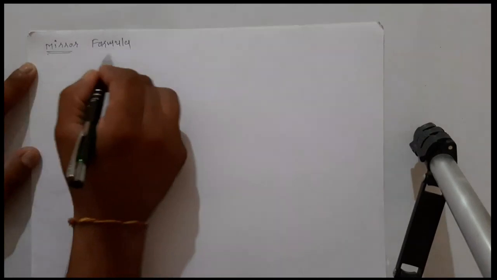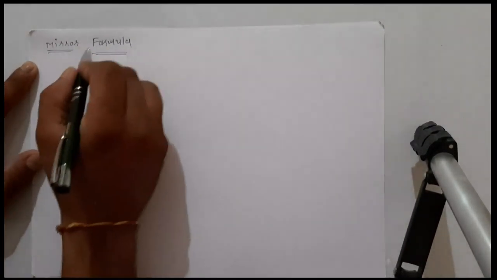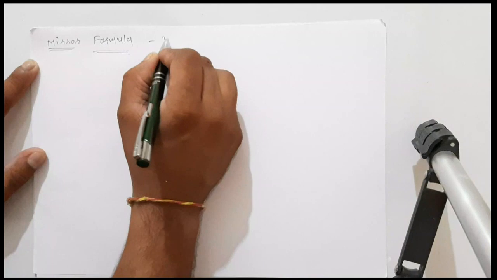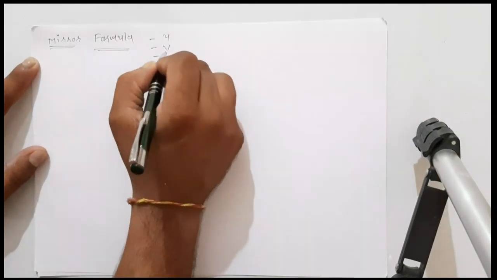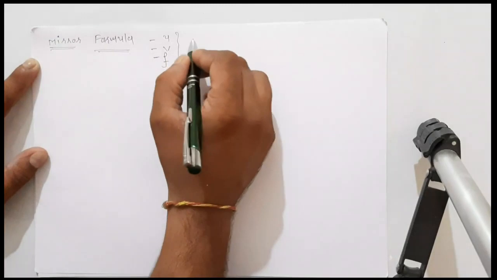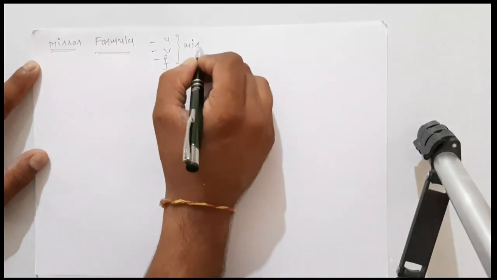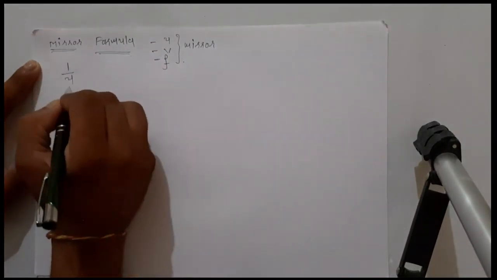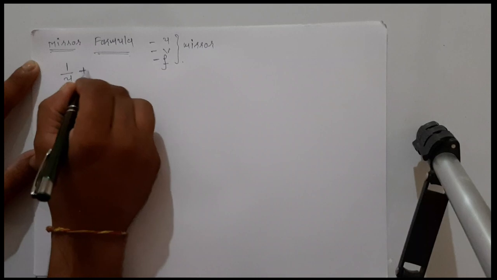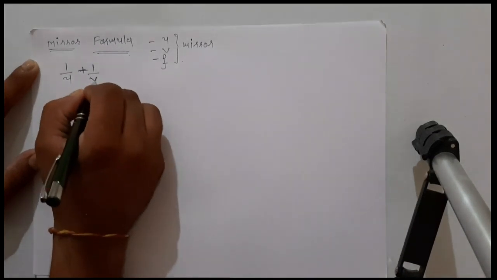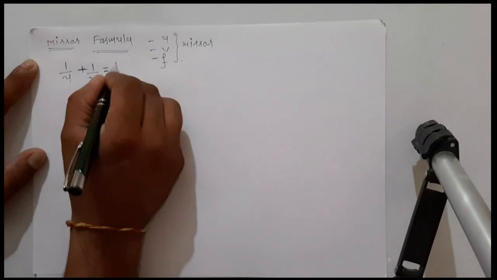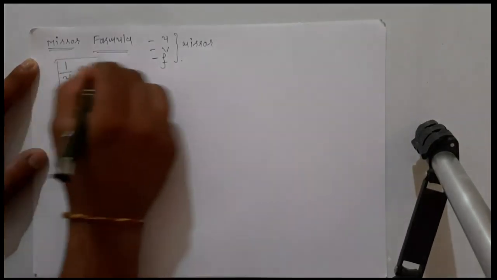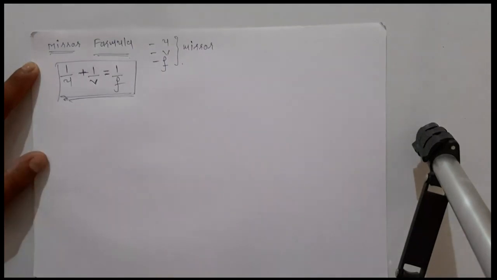So what is our mirror formula? In the mirror formula, the relation between u, v and f for a mirror will be considered as the mirror formula. Our mirror formula will be 1 by u plus 1 by v is equal to 1 by f. So we have seen this as our mirror formula.